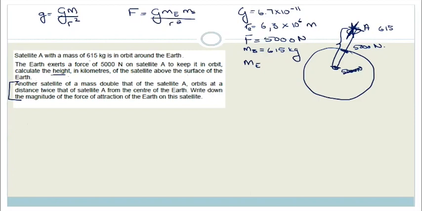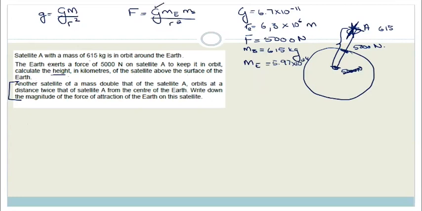Okay, the mass of the Earth, there we go, is 5.97 times 10 to the 24 kilograms. I'm sure that's on the new formula sheets. Anyway, so now let's have a look.